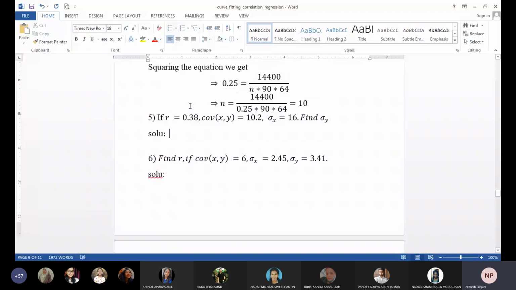Okay, so solve sum number 5 and 6. In fact, both are on similar ground. The same formula is used in sum number 5 and 6.